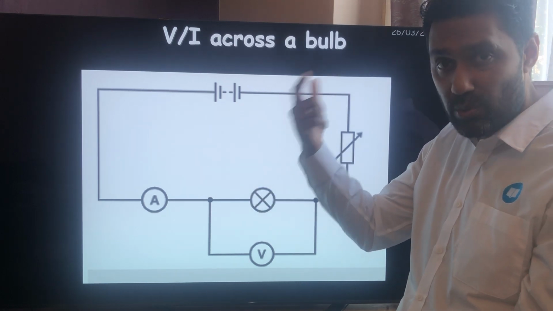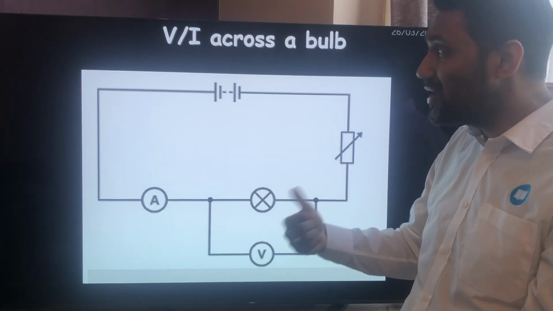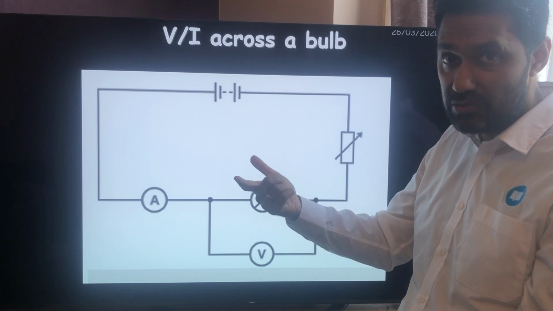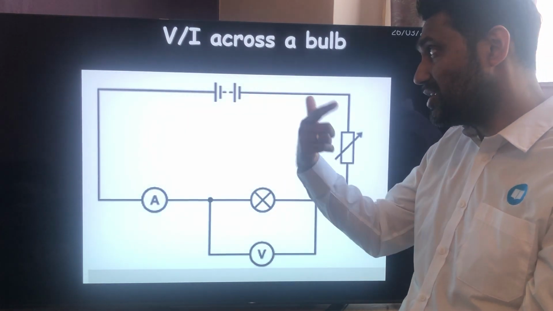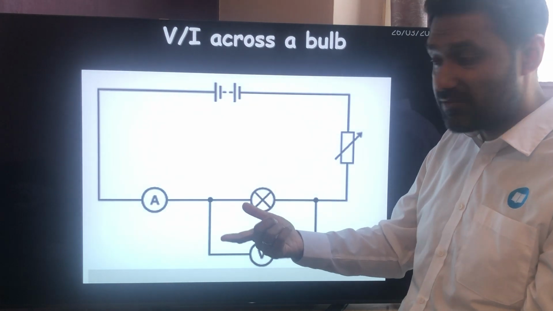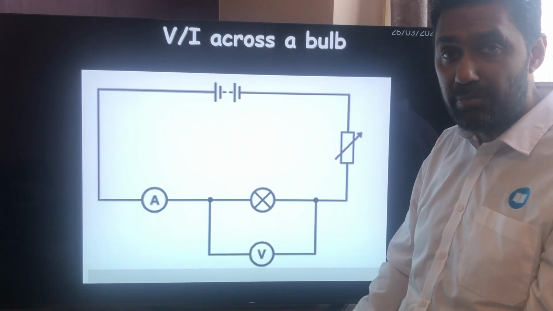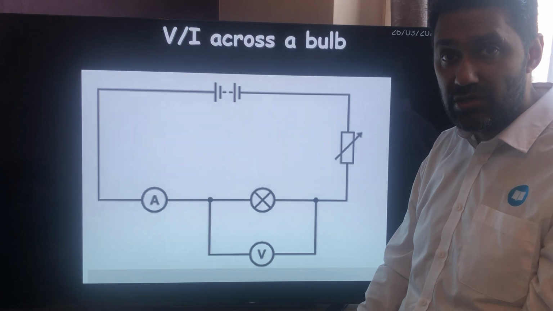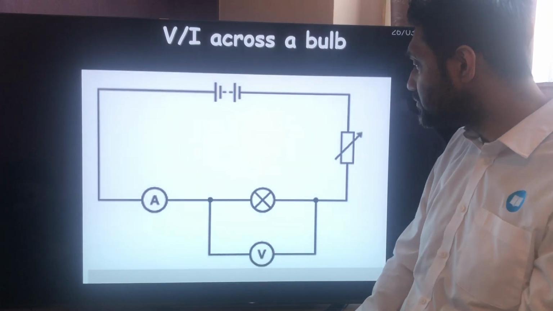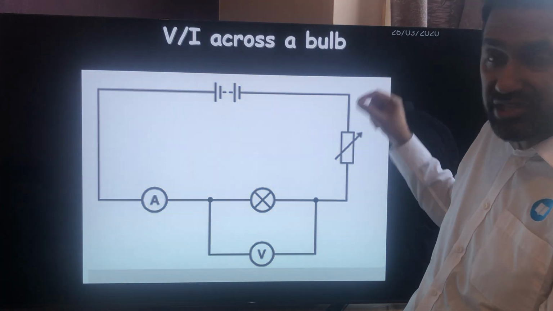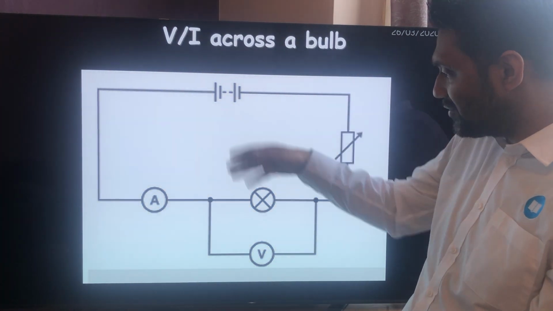So we started with one cell, which is 1.5 volts. We added another cell, which made it 3 volts. We added another cell, which made it 4.5 volts. Then we added another cell to make it 6 volts, and we used a 6 volt bulb, and we based it on the results from that. So we couldn't do any more because it would potentially blow the bulb. And the other thing you could do is just use a variable resistor just to control the amount it's getting.